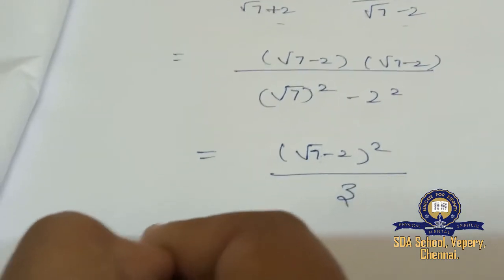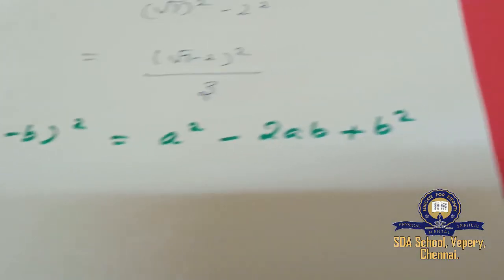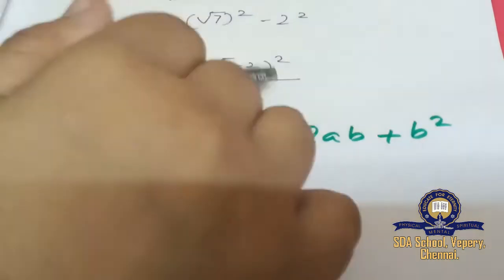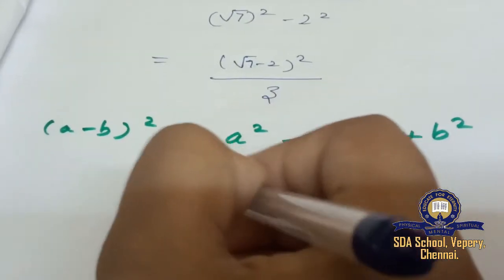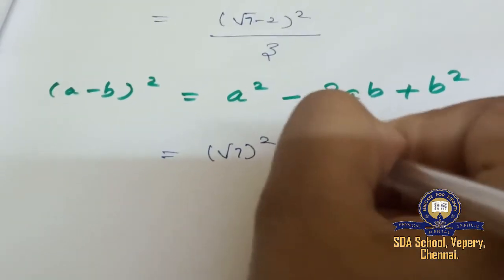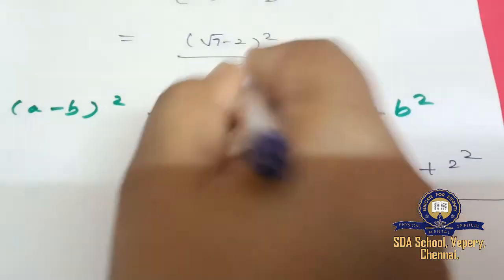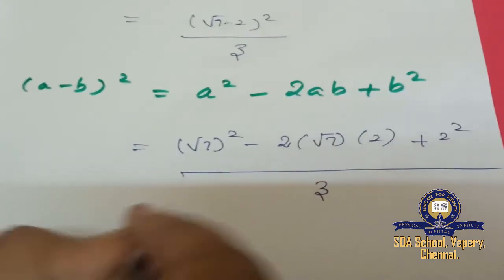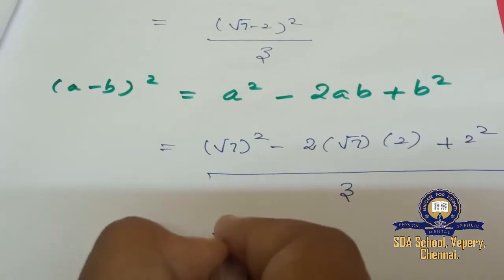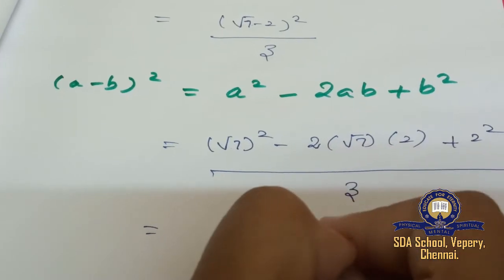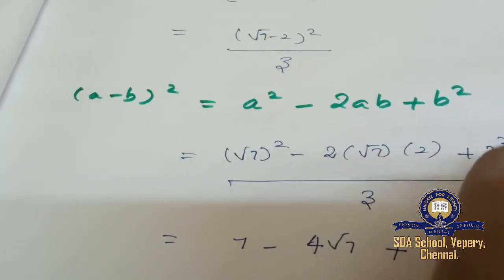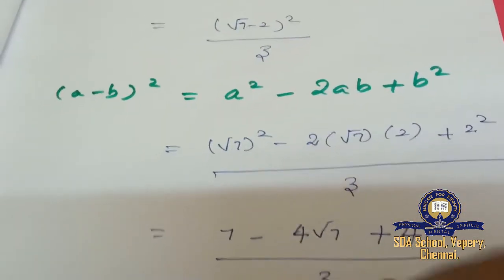Yes, now I have another identity. What identity? A minus b the whole square identity, that is a square minus 2ab plus b square. Then what will I get? Let me substitute this in this identity. I'll get root 7 the whole square minus 2 into root 7 into 2 plus 2 square divided by 3. Yes, then what will I get? Root 7 the whole square is 7 minus 2 into 2 is 4, 4 root 7 plus 2 square is 4 divided by 3.